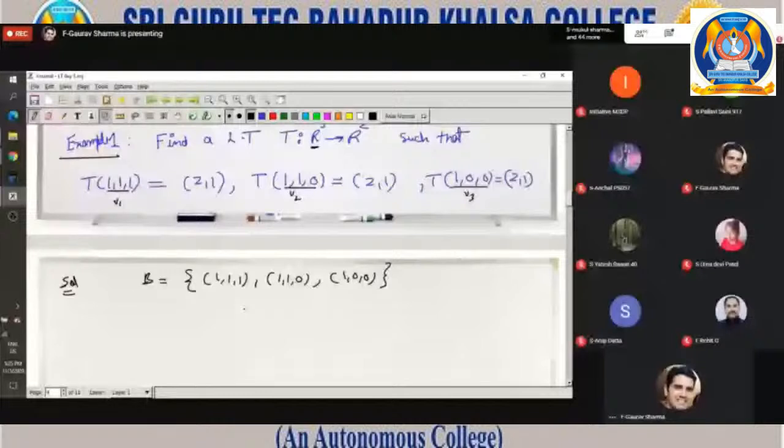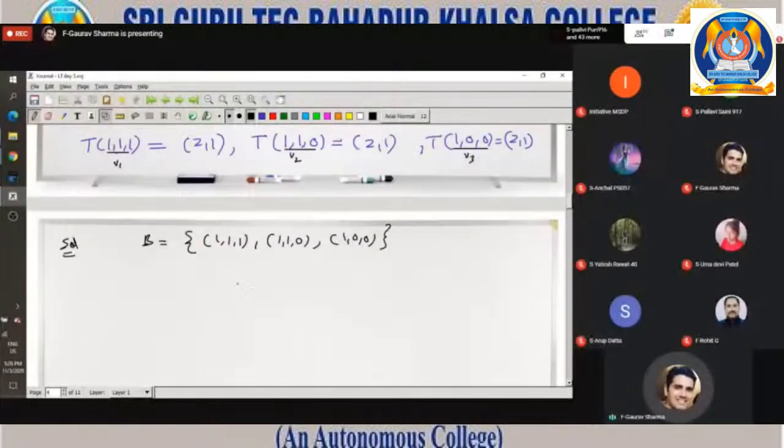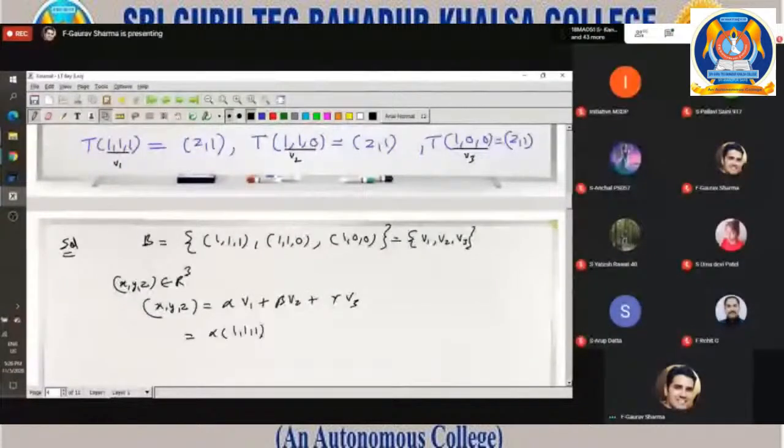I have intentionally taken this, because we also discussed that if V1, V2, V3 are independent, then the images may or may not be linearly independent. That is why I have taken this example in which the images are linearly dependent. So we will find the linear transformation by using the basis and its images.